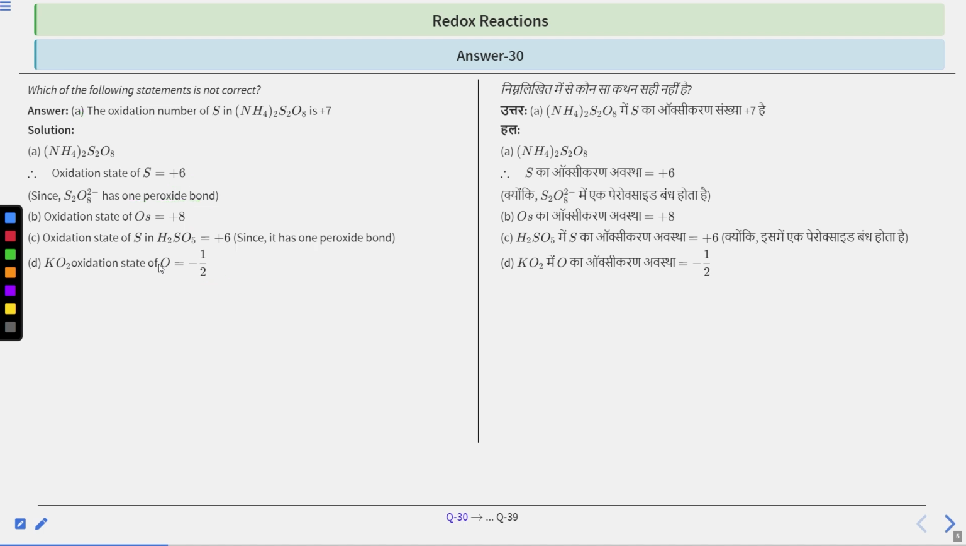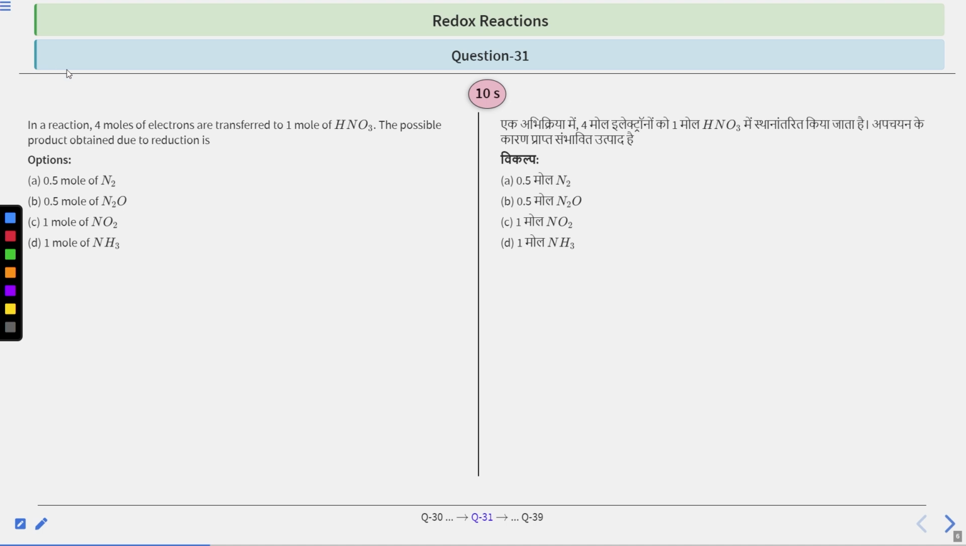Okay, let's move to the next question. Question number 31. In a reaction, 4 moles of electrons are transferred to 1 mole of HNO3. The possible product obtained due to reduction is: options are 0.5 mole of N2, 0.5 mole of N2O, 1 mole of NO2, or 1 mole of NH3. So you have 10 seconds to solve this question. After that, we will see the answer.